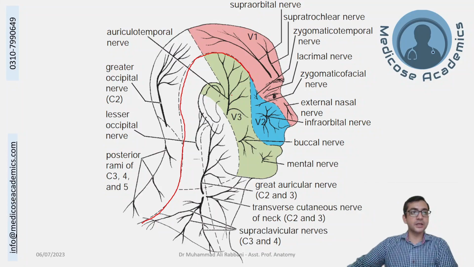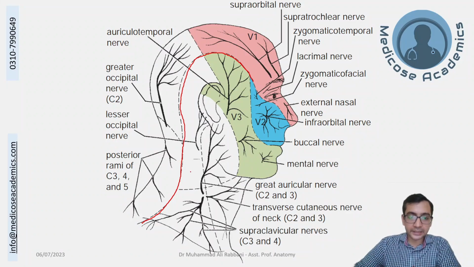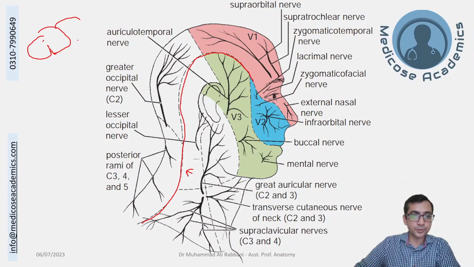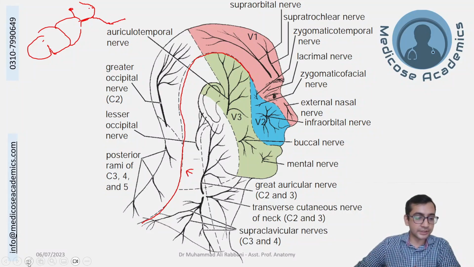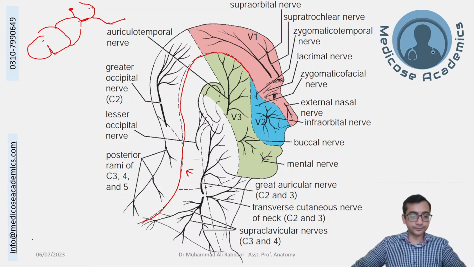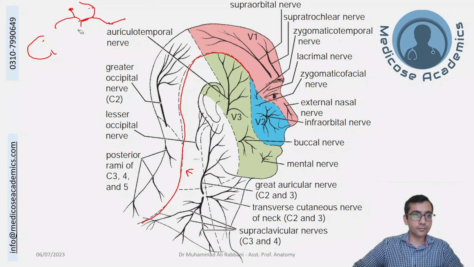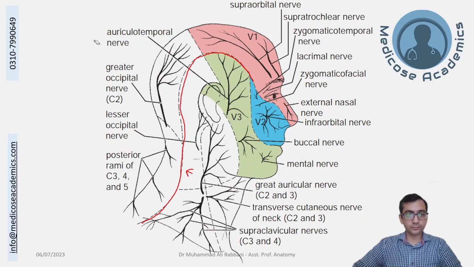Let's do the posterior aspect first. Behind this red line, the nerves supplying are coming from posterior rami. You remember when the nerves exit the spinal cord, there is a posterior root and there is an anterior root. They join to form the common spinal nerve, and there is one posterior ramus and one anterior ramus. The posterior ramus supplies the muscles and skin of the back. The anterior ramus supplies the lateral and anterior surface of the body. So this is what we are talking about.